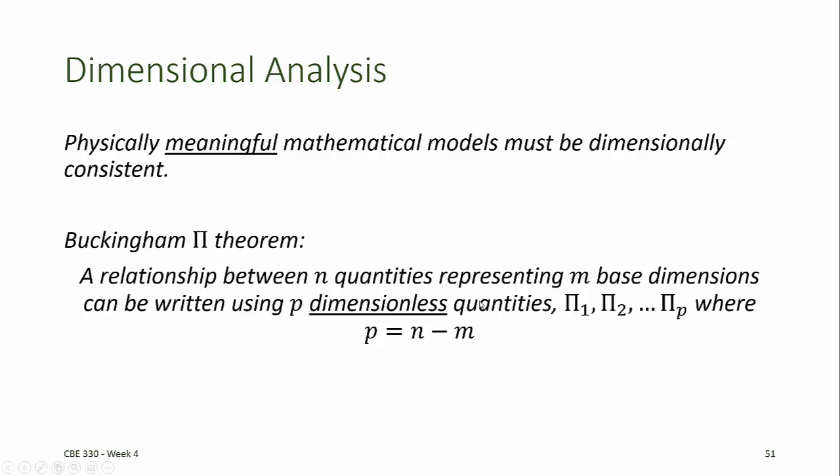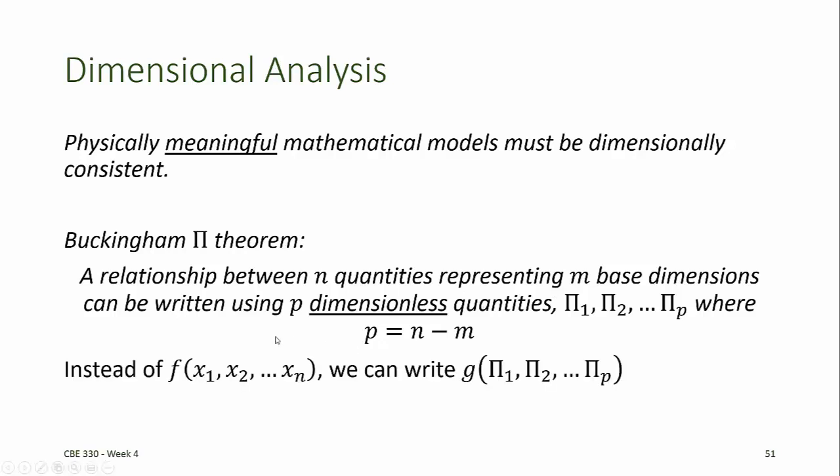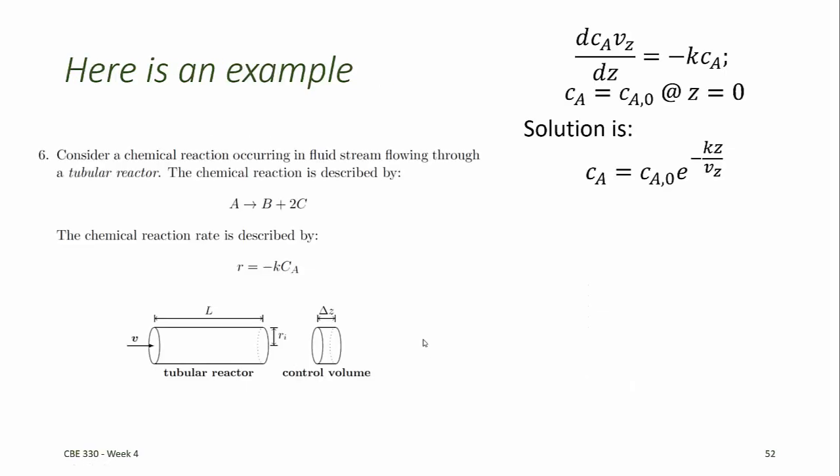those quantities. What this means is if we have a function of n independent variables, we can rewrite that function as a function g of only p variables, where p is always less than n. Here's a simple example to illustrate how the Buckingham Pi theorem predicts the dimensionless model equation.